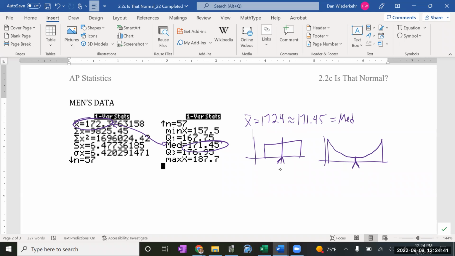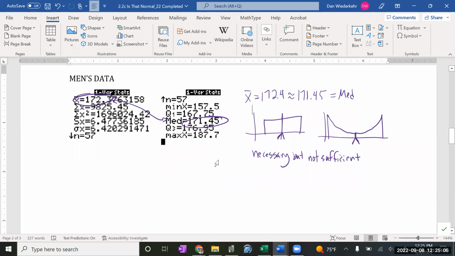And so just having the mean equal to the median is necessary, but not sufficient. Okay? In other words, we can certainly determine that a set of data is not normal if the mean and median are not close together, but we cannot say that because the mean equals the median that the data is normal. Okay? So we got to go a little bit more in depth here. Well, what if we graph it?